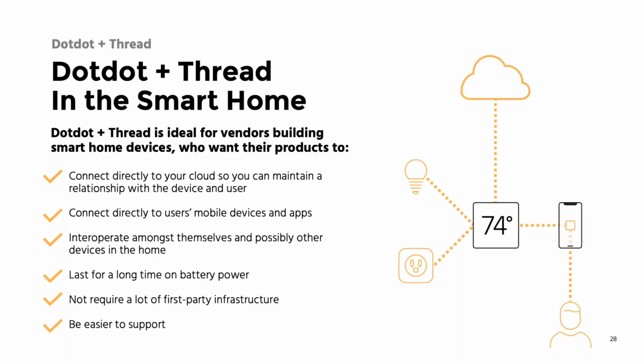And you need it to do things like last for a long time on battery power, not require a lot of additional first-party infrastructure that you'd have to provide just to get it to work. And of course, you always want it to be as easy to support as possible. So there's a variety of technologies for addressing these needs on the market, and let's look at some of those. And of course, when we talk about other technologies, it's not to say that they're bad or that everything will be Thread or Dotdot over Thread. We live in a world that uses multiple technologies for the right applications. So as we look at these options, we'll talk about why Dotdot over Thread is the right technology for this application, but also about how Dotdot and Thread work with these other technologies to create a better experience for users.